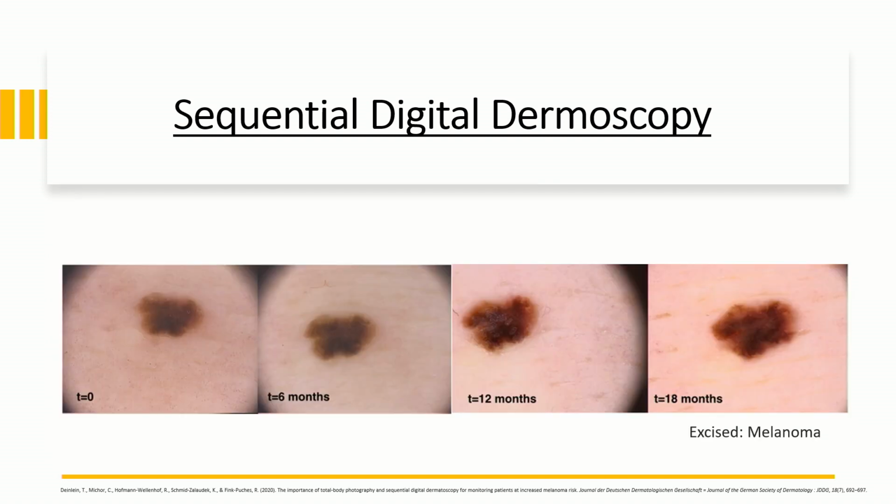This is another sequential digital dermoscopy example: baseline, 6 months, 12 months, and 18 months. You can see that it's enlarged, it was excised, and it was melanoma. What I also want to mention is that when I look at dermoscopic pictures, if the facility has SDD, we don't just compare 18 months to 12 months. We go all the way back to the baseline, because sometimes the difference between the current visit and the previous visit can be so mild. But if there is a significant difference from baseline, that's when we say it has continued to evolve, and we want to cut it out.